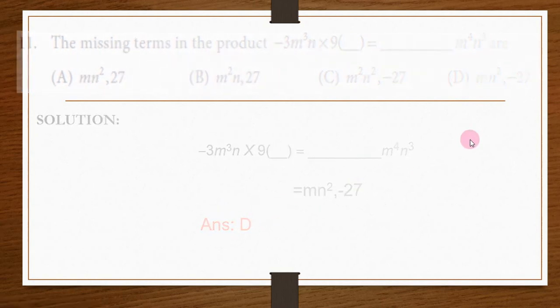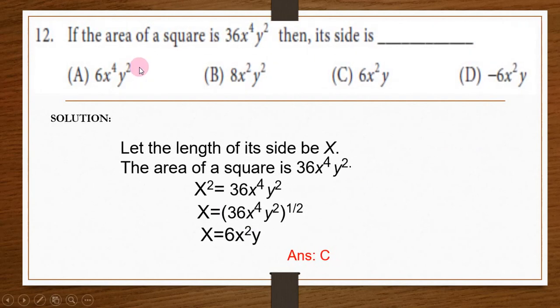Next, twelfth one. If the area of a square is 36 x power 4 y square, then its side is dash. What is the side? We don't know, so take it as x. Let the length of its side be x. The area of a square is 36 x power 4 y square. We know the formula, side square. Here we take x as our side, so x square is equal to 36 x power 4 y square, taking square root on both sides.